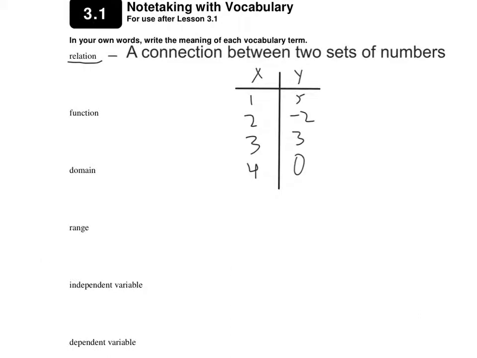Then sometimes we have this thing called a function. And a function is when each x value only goes to one specific y value. So we say we have one output for each input, or one y value for each x value, okay? So we think of a function as having an input and output. Numbers go in, these would be the inputs: the 1 goes in and a 5 comes out. 2 goes in, -2 comes out. 3 goes in, 3 comes out. Okay, so one y value for each x value.